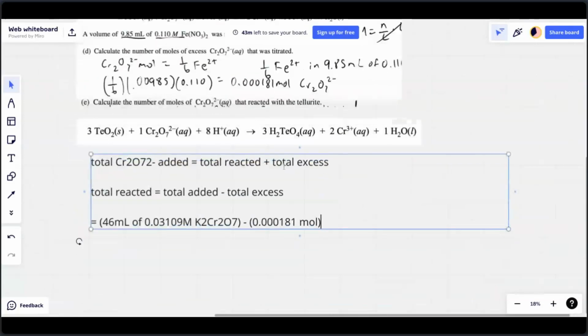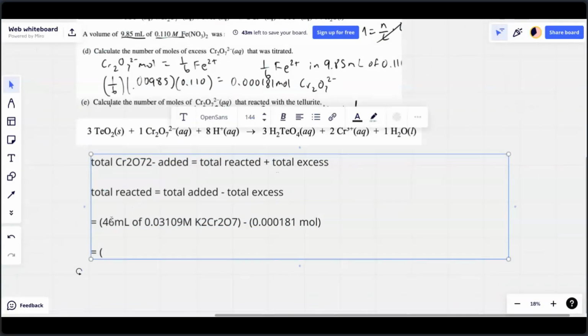Beautiful, right? So next step is to find out how many moles this is. So let's do the dimensional analysis. 46 milliliters times 1 liter per 1,000 milliliters times 0.3109 moles per liter. And then subtract that from 0.000181. Do we all understand how we got here? Let's just do another quick check of, do we understand how we got these numbers? Just drop a yep, feeling good, something like that in the chat. Just let me know we're good to move on.